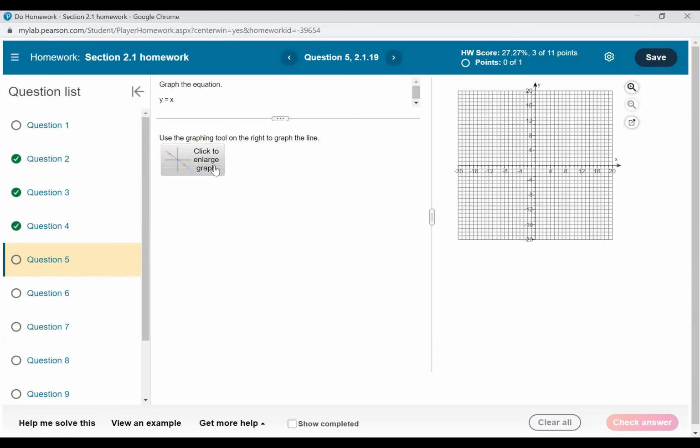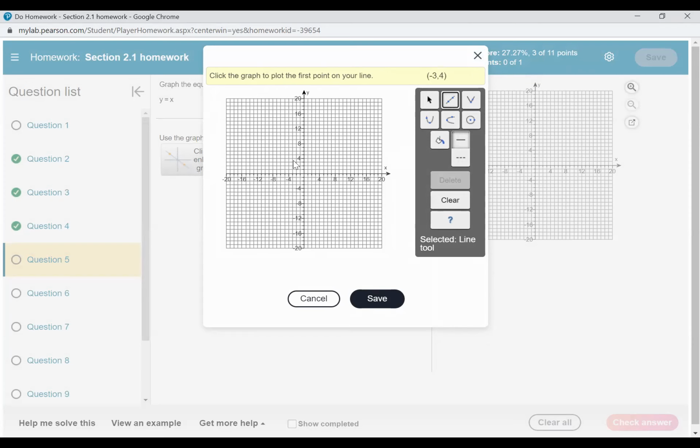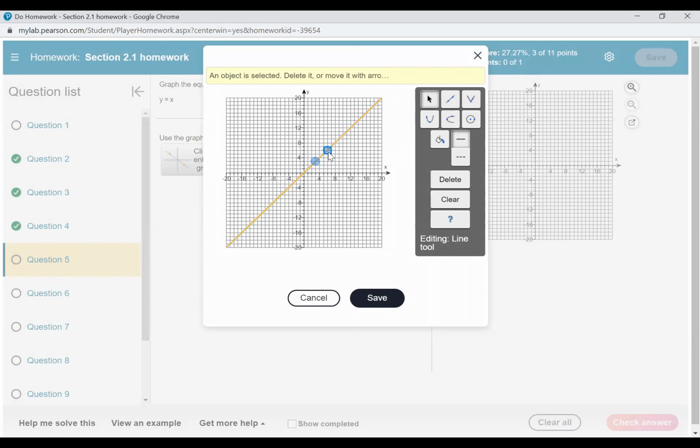All right, so I'm going to click to enlarge my graph. I'm going to grab that line tool, second tool on the top right. And this one looks like it's going by 1s. So let's go to 3, 3 first. So starting in the center, I'm going to go right 3 and then up 3. So I'm at 3, 3 in the yellow banner. So I'm going to click that. Second point was 6, 6. So I'm going to go right 6 and up 6. And once I get on 6, 6, I'm going to click it.